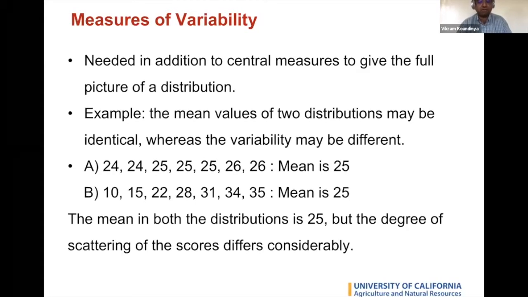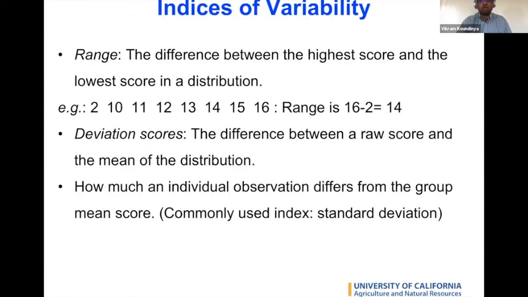For example, if you see the 2 examples A and B, the mean score, the average, is still the same, but we can see that it starts at 10 and there is a 35. So there is more scattering. So it is really important whenever you are reporting descriptive data to report both the mean or median and a measure of variability. The commonly used indices for variability are standard deviation, and you can also use range.